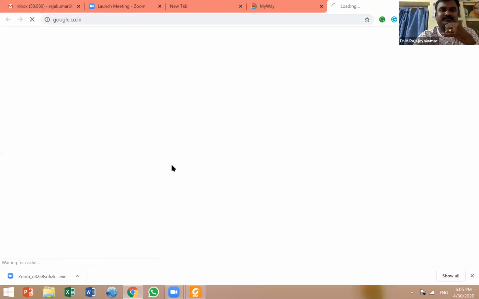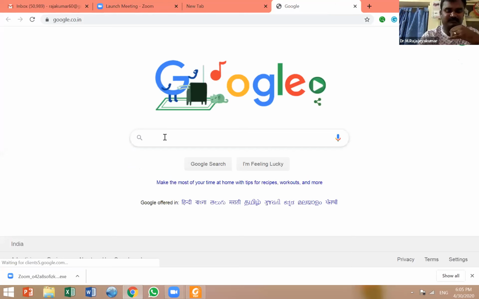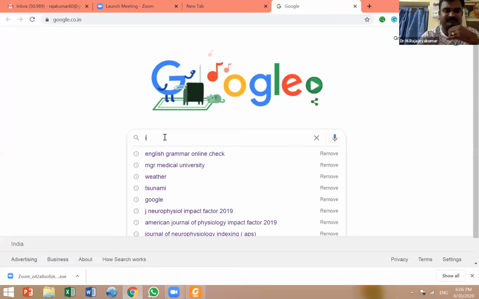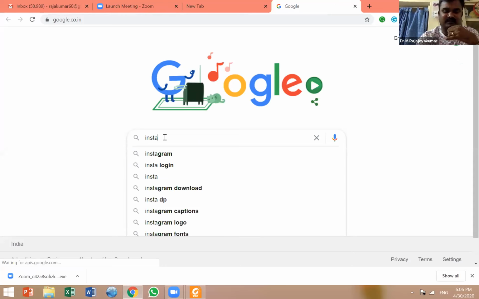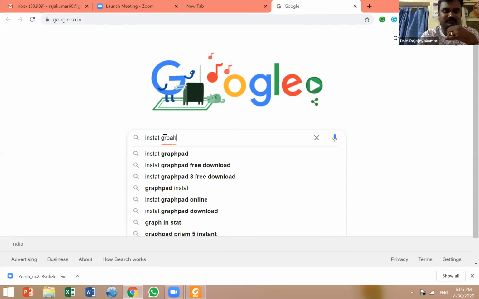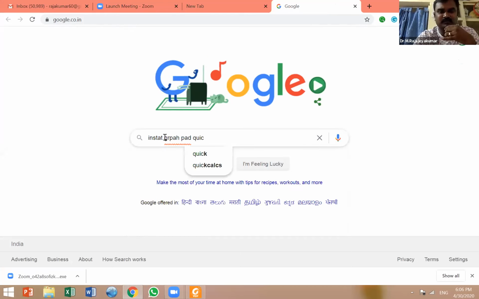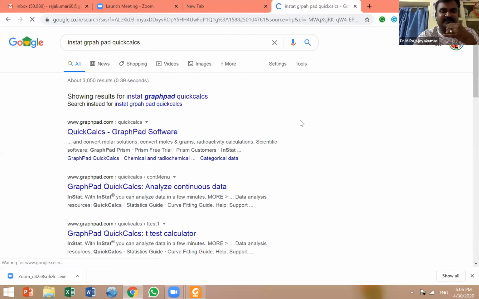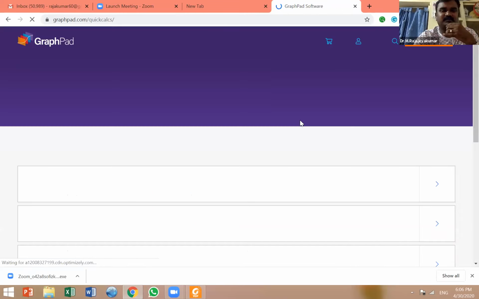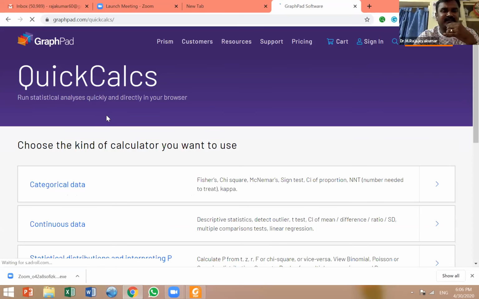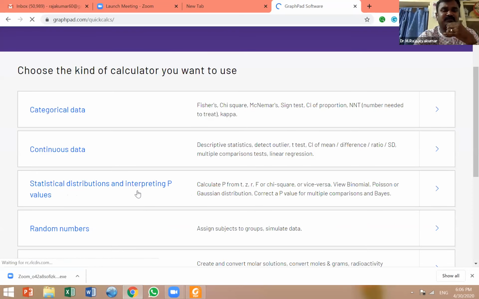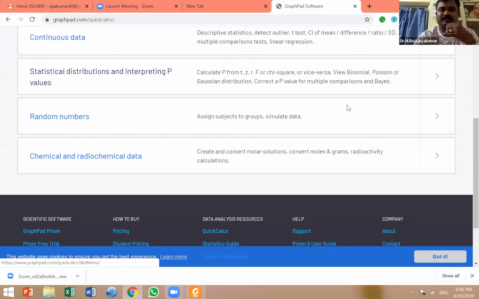Then you type it online: InStat, GraphPad, quick calculation. So the screen will come like this. Okay. So it's going to show categorical data, continuous data, statistical distribution, then random number. These are the things that are going to be shown.